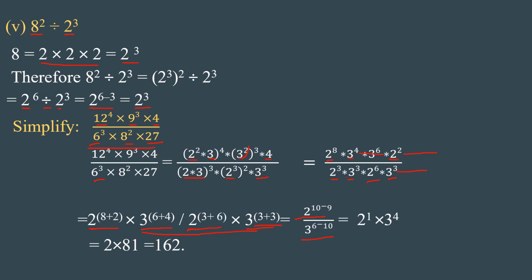2 power 10 minus 9 is 2 power 1, and 3 power 6 minus 10 is 3 power minus 4, and if it comes to the numerator it becomes 3 power 4. That is 2 into 81 equals 162.